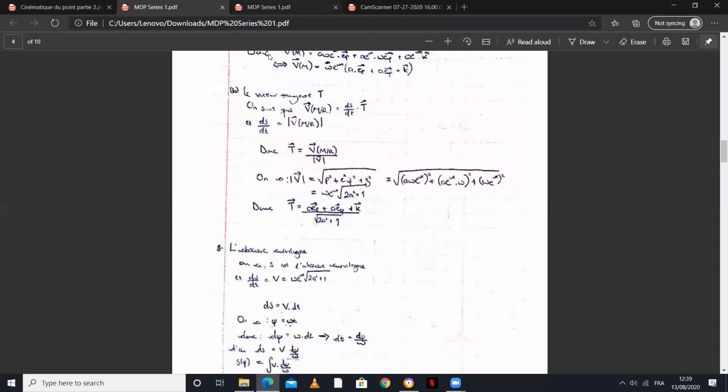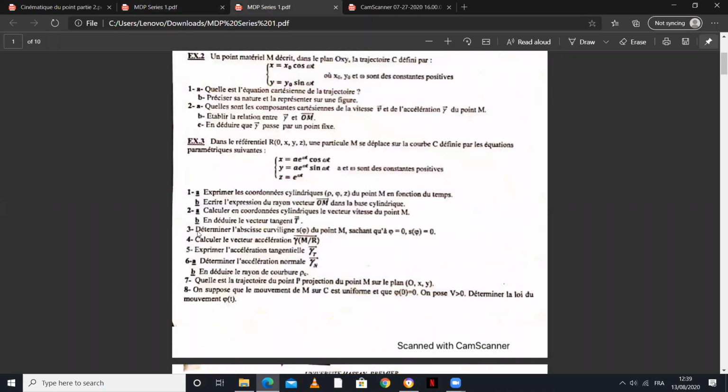So next question. In the next question, it's question 3. They're saying, déterminer l'abscisse curviligne S de phi du point M, sachant que phi is equal to 0 lorsque S de phi is equal to 0. We're supposed to calculate l'abscisse curviligne en fonction de phi.